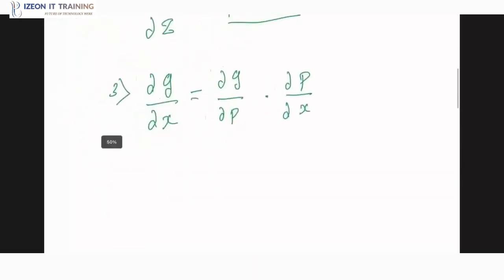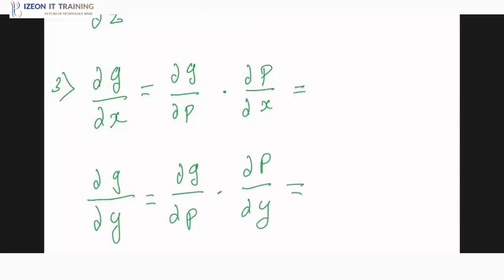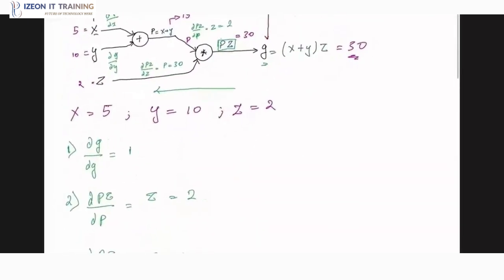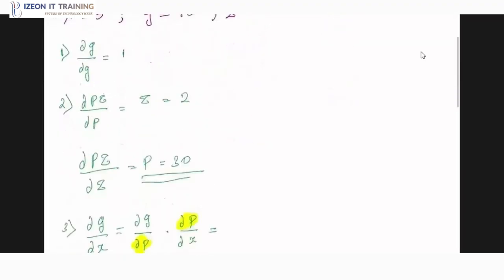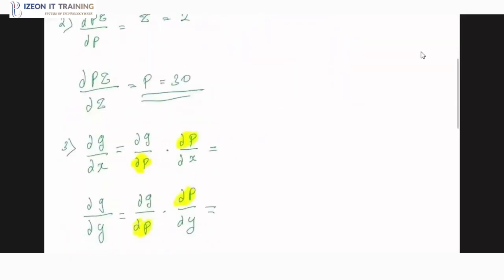Similarly, let's do it for y. So if it is dou g by dou y, this is going to be dou g by dou p times dou p by dou y. Let's see what this represents. We know what dou g by dou p is. I hope you understand why we are using this part over here. Let me quickly highlight this part, and this part, and this part. This is nothing but part of the chain rule, because x and y are dependent upon p in order to be related to g. Let's quickly see what happens.